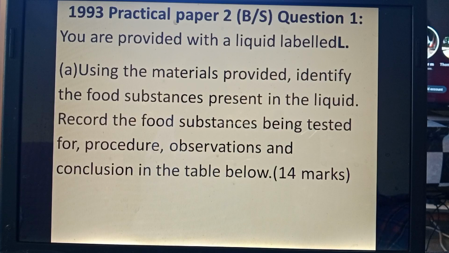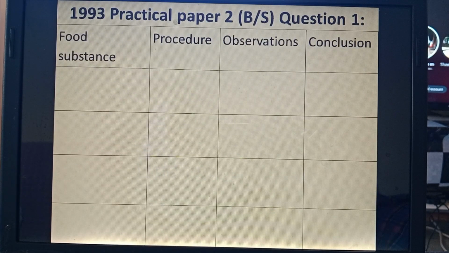Let's go to the questions. In question 1, where you are provided with liquid labeled L, using the materials provided, identify the food substances present in the liquid, record the food substances being tested for, procedure, observations, and conclusion in the table below. So that is the table. Food substance, procedure, observations, and conclusion.